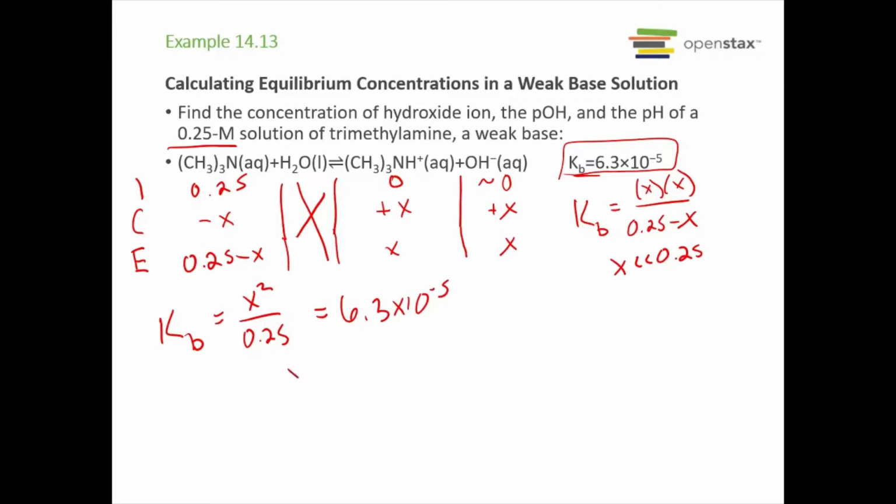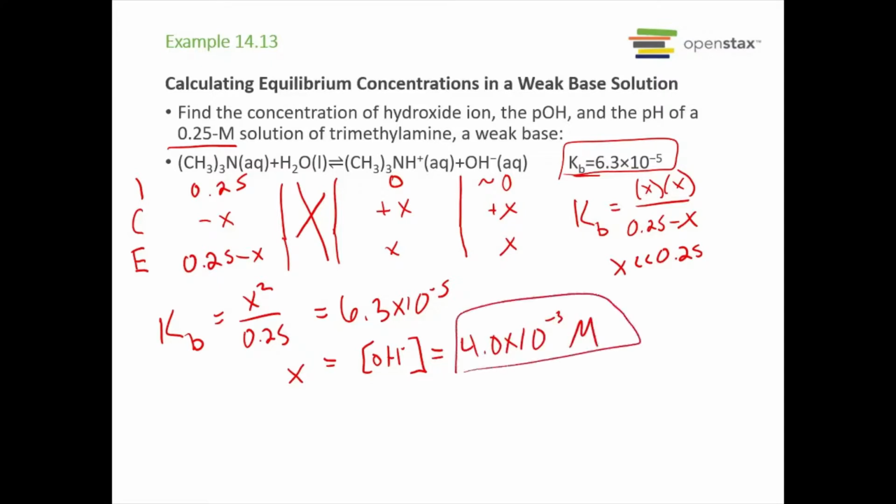So then, getting x squared by itself and taking the square root, you get that x, which is equal to our concentration of OH minus. When we look at the table, it is equal to 4.0 times 10 to the negative third molar. So there's our first thing we wanted, the concentration of hydroxide. Then pOH is equal to the negative log of OH minus, the negative log of 4.0 times 10 to the negative third. So pOH then is equal to 2.40.